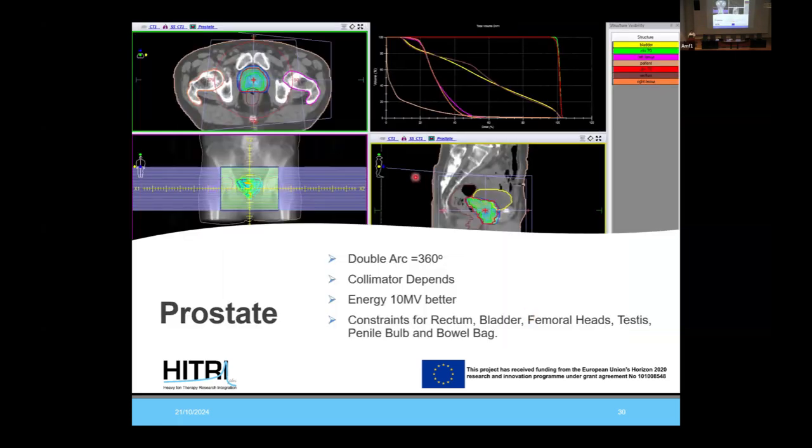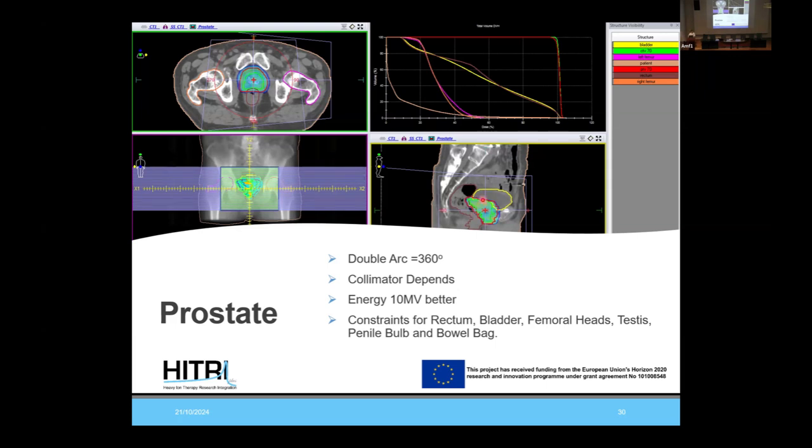But what we have for VMAT here in the prostate is good conformity. It's not very bad. What we are always thinking about and looking at for the constraints: bladder, rectum, femoral heads, might be testis, penile bulb, and the bowel bag. In this case, there is no need for bowel bag, but we are looking at the rectum and the bladder. The rectum is kind of radiosensitive, so we must protect it more and more.